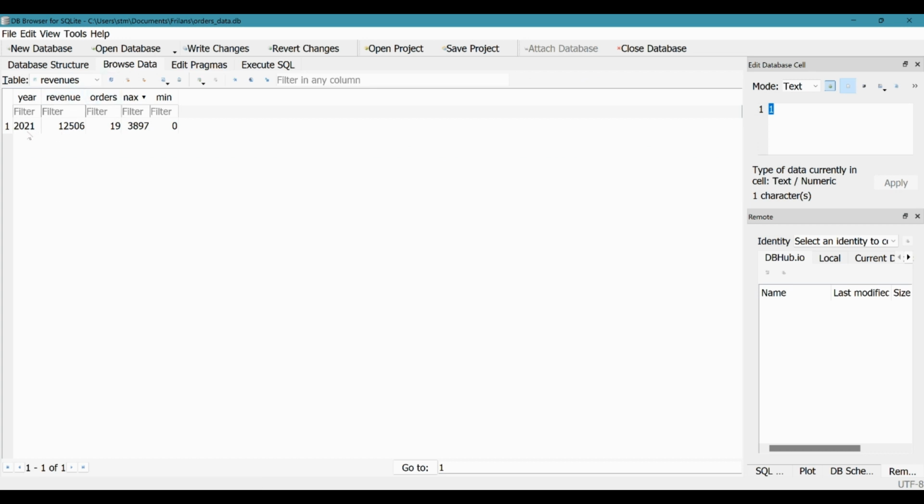If I now go to my revenues table, I can see the values have been filled with the data. So I have this 2021 year, this 12,000 revenue, the 19 orders that we talked about before, the maximum value, and of course the minimum, which is zero. Now I could run the same for 2020 and 2019 and make predictions based on the differences in the revenue, or compare the quarters, the second quarter of 2020, the second quarter of 2021.